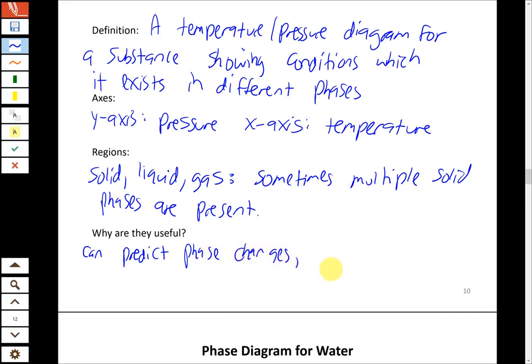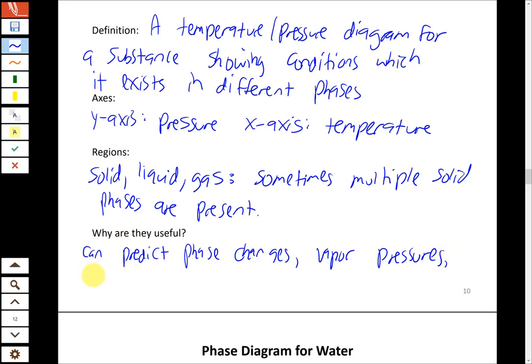You can use it to predict vapor pressures. We have equations for vapor pressure, of course, but if you want to just quickly predict it from a diagram and just kind of ballpark what it would be, you can use the phase diagram to do that, because the vapor pressure is going to be the pressure at which the liquid and the gas phases both exist at the same time. So there's a line that divides those 2 that gives you the vapor pressure at a different temperature.